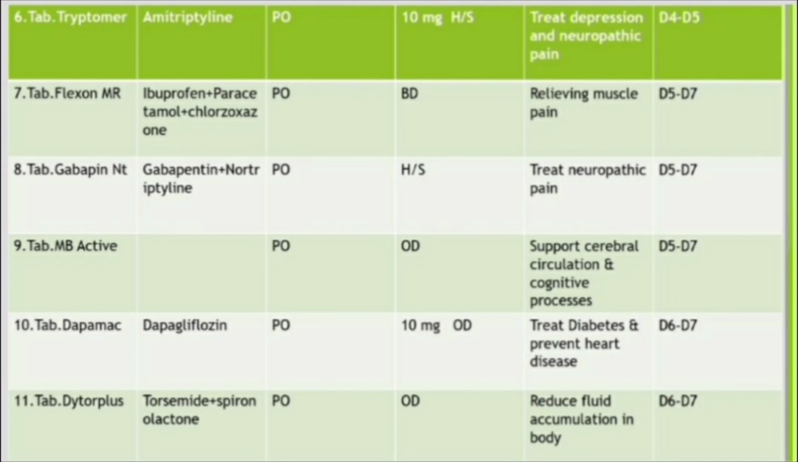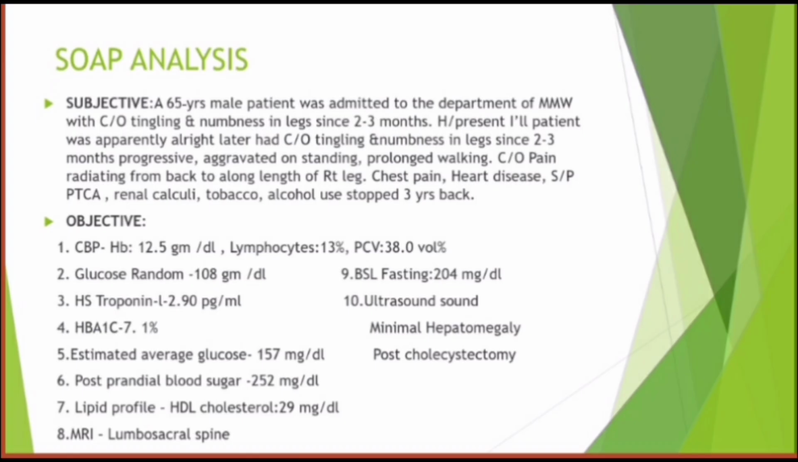Tablet Dapamac, generic name is dapagliflozin, per oral 10 mg once a day, treat diabetes and prevent heart diseases, duration day 6 to day 7. Tablet Diter+, generic name is torsemide and spironolactone, per oral once a day, reduce fluid accumulation in body, duration day 6 to day 7.